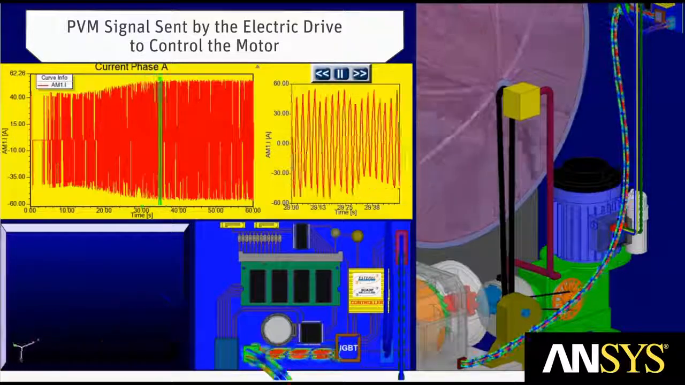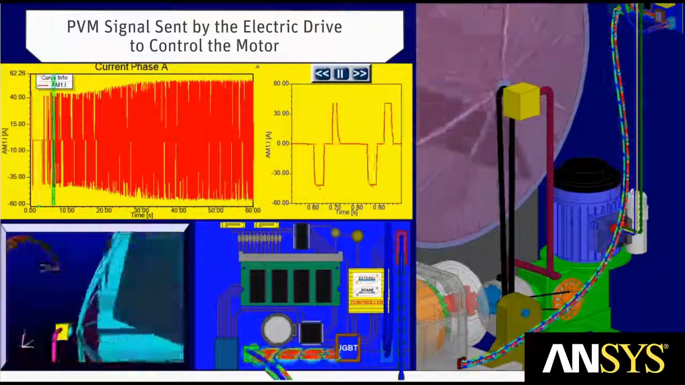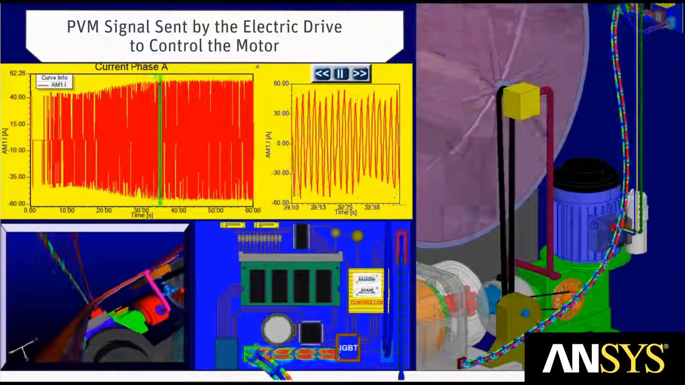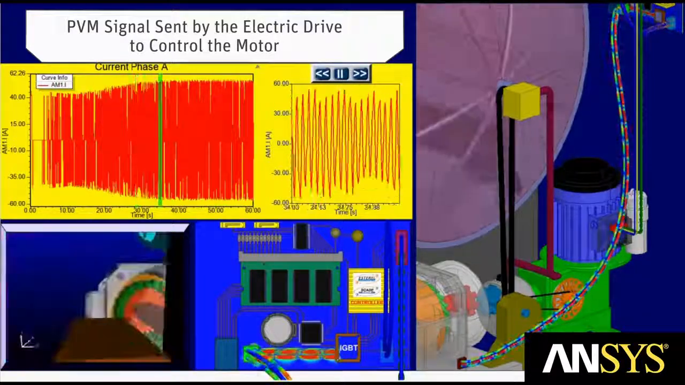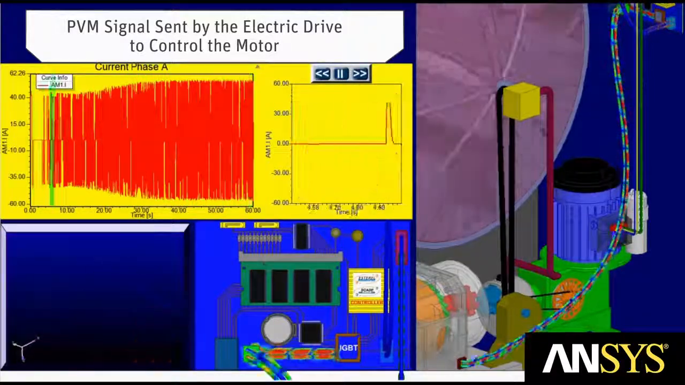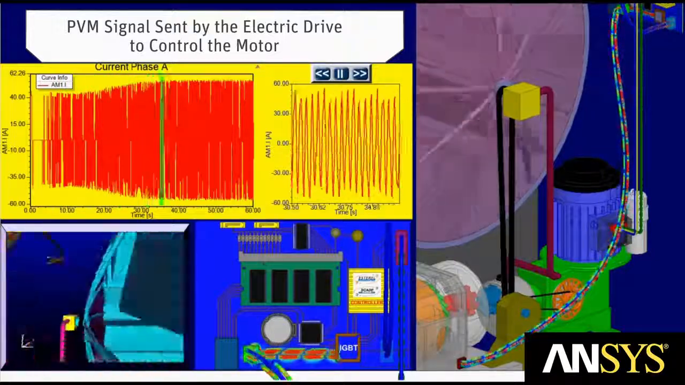Here's the time domain output for one of the drive waveforms, along with the electromagnetic simulation of the currents flowing in the cabling from the printed circuit board to the electric motor. We use these waveforms in the electromagnetic simulation of the motor.